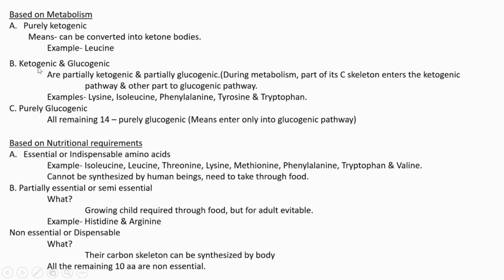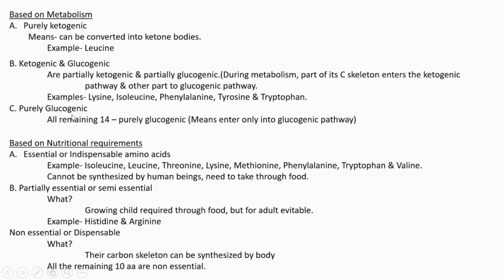Then the next type is ketogenic and glucogenic. When such an amino acid is metabolized, partially it enters the ketogenic pathway and part of it enters the glucogenic pathway. The ketogenic pathway means ketone body synthesis, and glucogenic means the glucose synthesizing pathway. Examples are lysine, isoleucine, phenylalanine, tyrosine, and tryptophan. That means they can form both ketones and glucose.